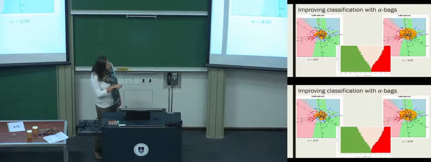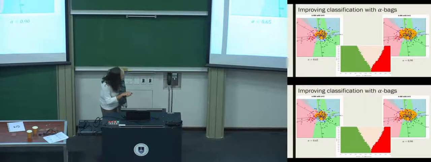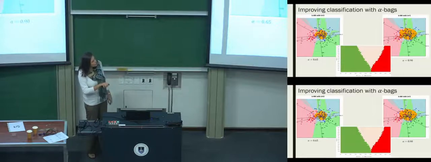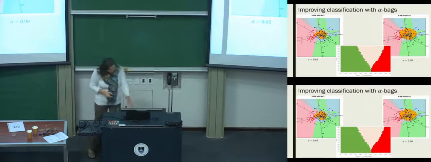And as this plot shows, alpha on the vertical axis, alpha 0.65 would be over there somewhere, and alpha 0.9 is way up there. You can see the shape changes, and this changes my classification.